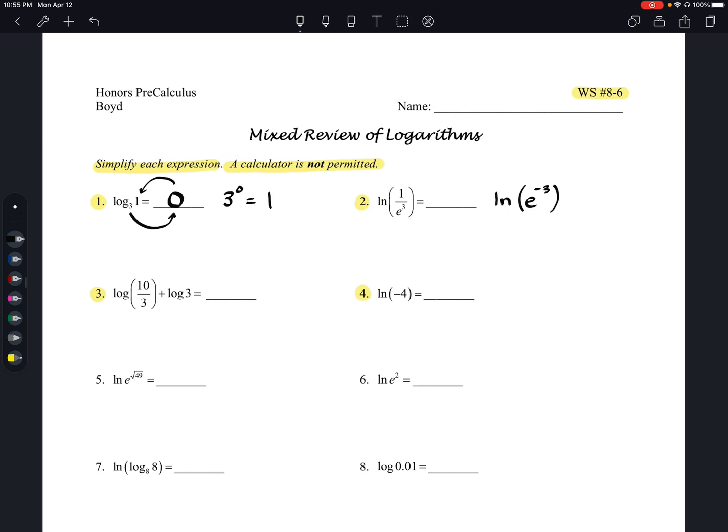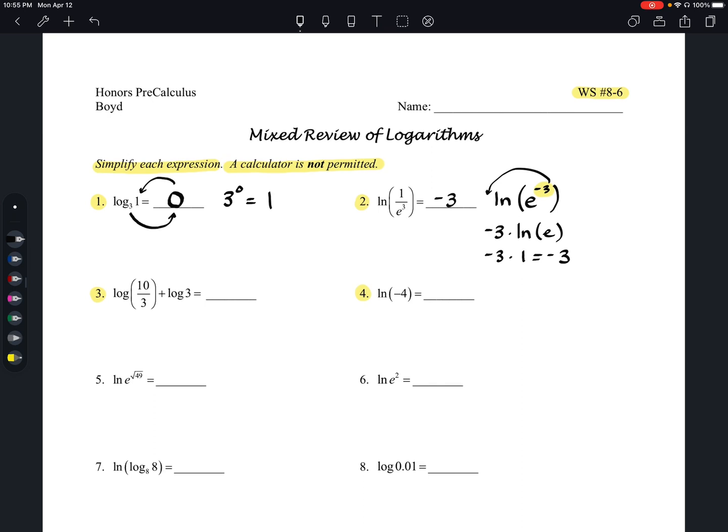And when we take the log of something that's raised to an exponent, we can take this exponent and move it out in front, make it the coefficient. So we have negative 3 times the natural log of e. And remember, the natural log of e is the same thing as 1, so this is just negative 3 times 1, which equals negative 3.